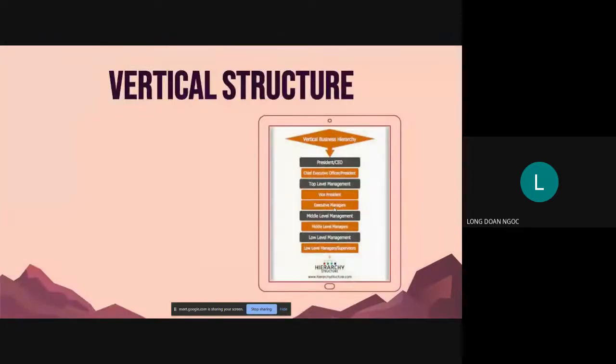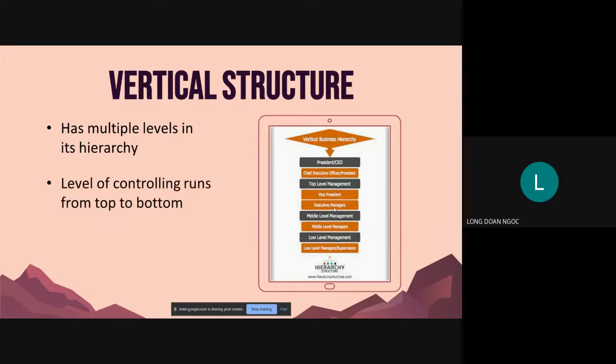How about vertical structure? We have had a brief outlook about this type of structure in chapter one, right? So let me give a quick reminder first about this structure category. We call a structure vertical when it has these basic characteristics. It has multiple levels in the hierarchy, from top and middle to first-line managers, and the level of controlling runs from top to bottom, which means that decision making falls in the hands of superior managers. And finally, the level of approval runs from bottom to top, which means work goes to middle and then to top managers to be approved.